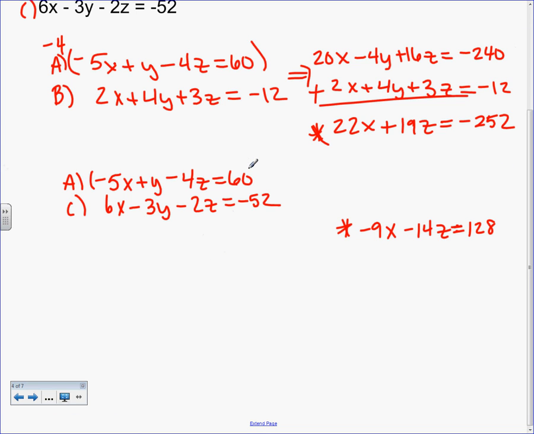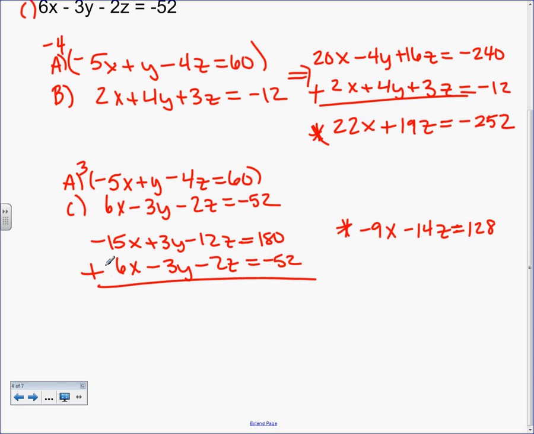So to make the y's eliminate, I'm going to multiply this one by 3. So I get negative 15x plus 3y minus 12z equals 180. And I still have the 6x minus 3y minus 2z equals negative 52. I'm going to add. Okay? So what's negative 15 plus 6? It's going to be negative 9x. These really do eliminate. This is going to be minus 14z. And this is going to be 128, which is the star over here.